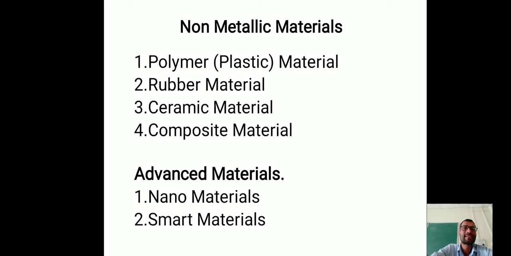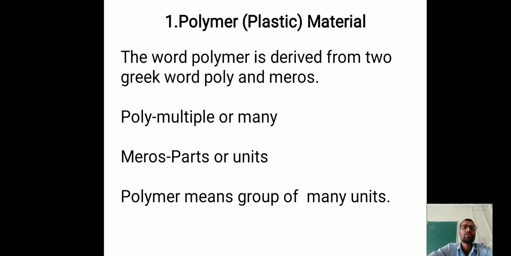Before that, let's have a revision of the previous lecture. So friends, in the previous lecture we have discussed that in non-metallic materials we have to discuss polymer, rubber, ceramic and composite material in detail. After that, in advanced materials we are going to discuss nano and smart materials in detail. So friends, first we started with plastic. So plastic is also called polymer.